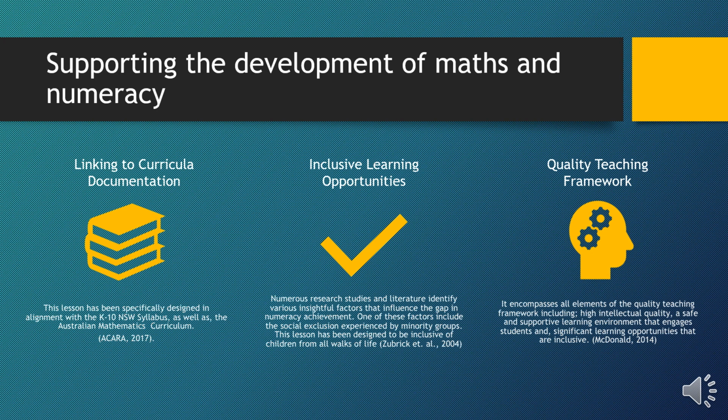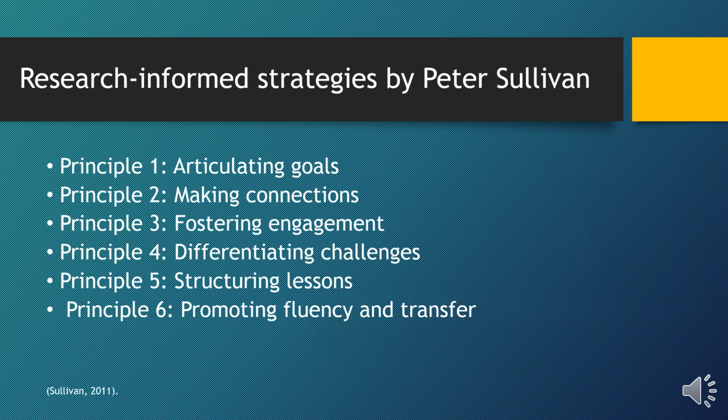This lesson has been specifically developed in alignment with the K-10 New South Wales syllabus, as well as the Australian mathematics curriculum. It also encompasses all elements of the quality teaching framework through the opportunities for engagement, differentiation and play. The activities in this lesson are informed by research and align with Peter Sullivan's 6 key principles for effective teaching of mathematics. The children are given the opportunity to articulate informal numeracy goals in the guided learning phase of the lesson. They are making connections to the real world through the notion of the activity of grocery shopping and are engaged in a playful environment.